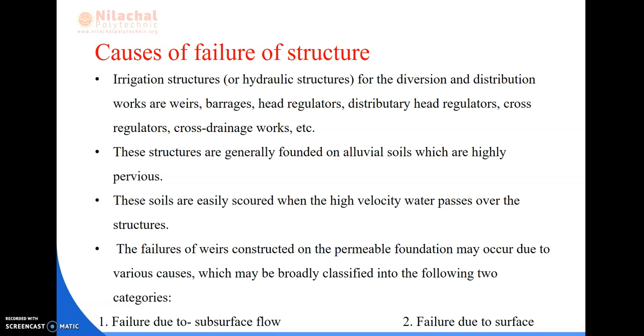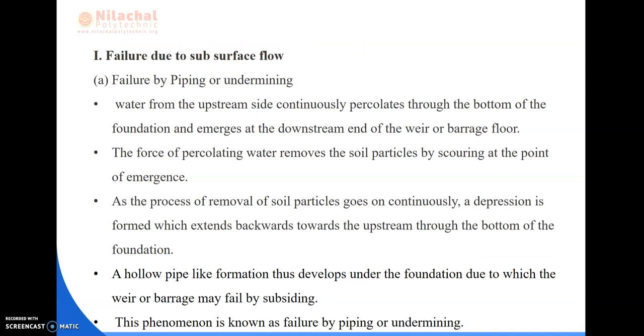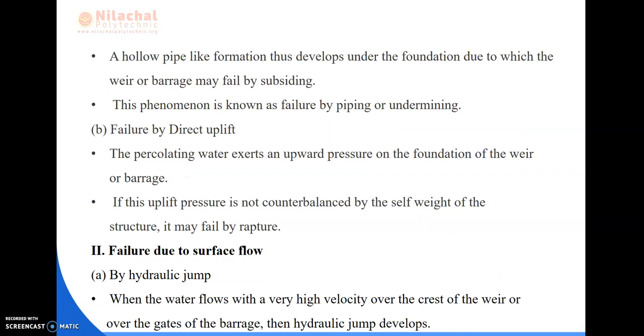The failures of weirs constructed on permeable foundations may occur due to various causes, which may be broadly classified into the following categories. First, failure due to subsurface flow, and second, failure due to surface flow. In failure due to subsurface flow, first is failure by piping or undermining, and second is failure by direct uplift.